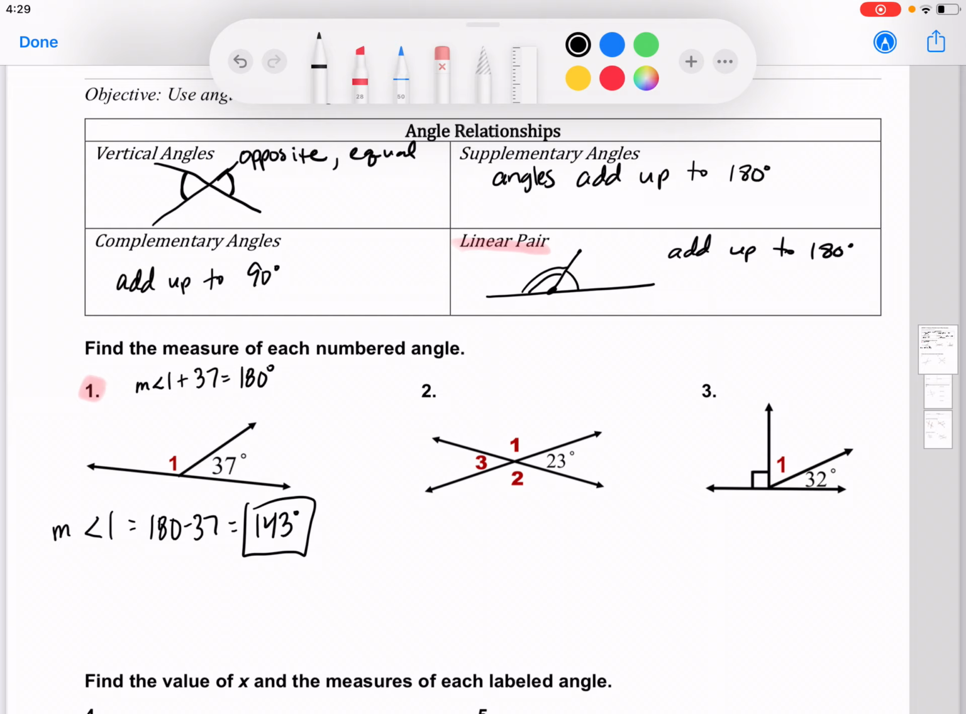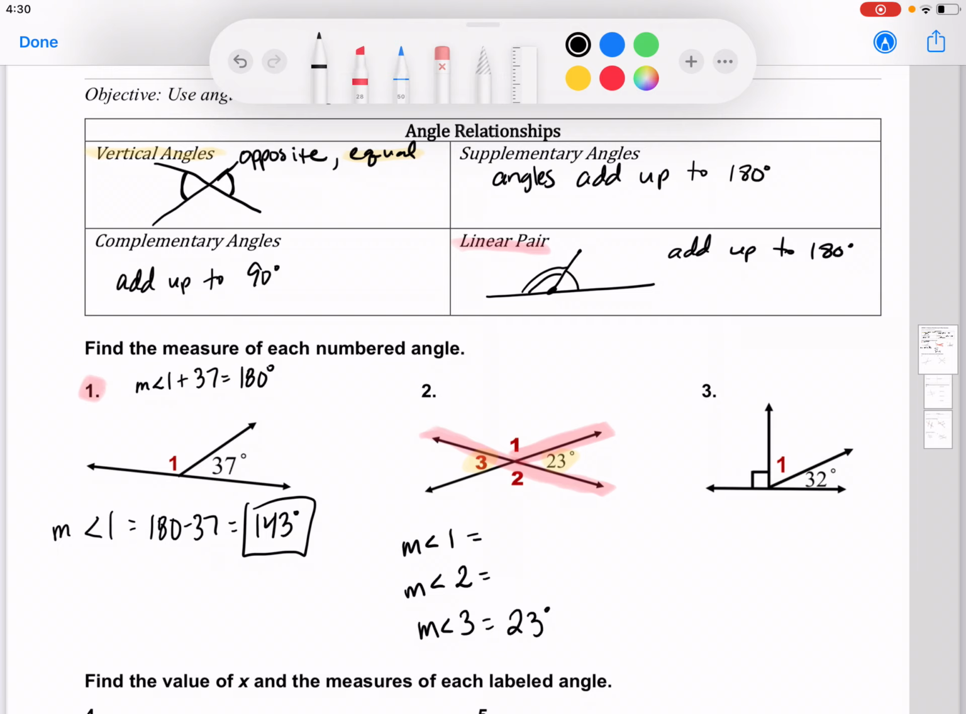Number 2 has a couple of angles on it. This is going to be an example of vertical angles and linear pairs. We're going to start with the vertical angles because those are the easiest ones. So we've got 23 degrees. 23 degrees is vertical from angle 3, so I know the measure of angle 3 is going to be 23 degrees as well. So we need to find the measure of angle 2 and the measure of angle 1. The reason we're going to have a linear pair as well is because right here is a straight line, and the 23 and the 1 are a pair.